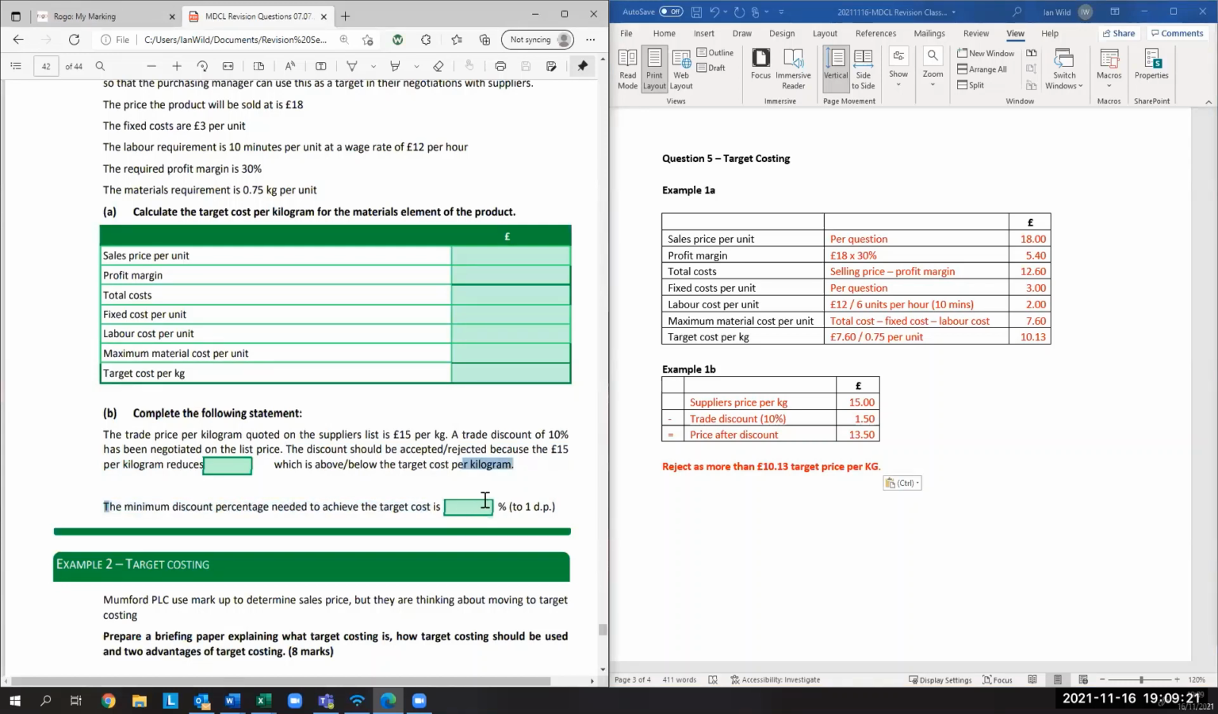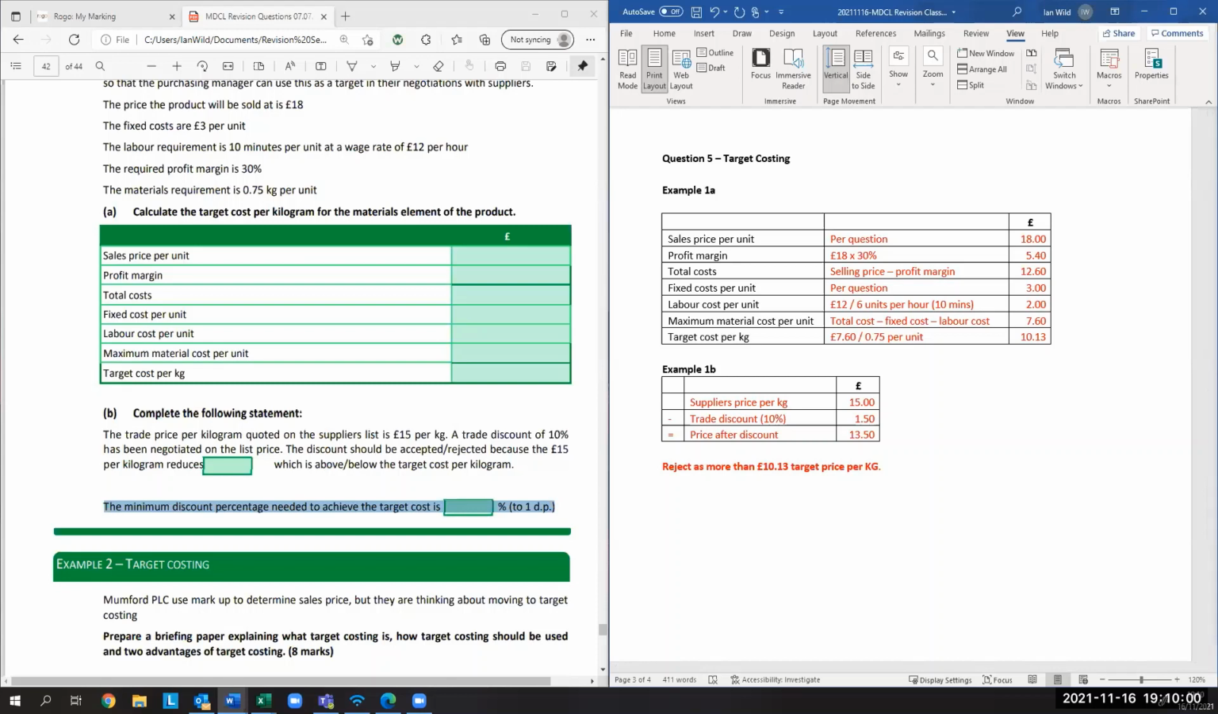This last bit, the minimum discount percentage we need to achieve the target cost, is what? Exactly right there, Elizabeth. Be careful now, Denise. If this was written, what would you say to another supplier? I can't afford to pay that. Can you knock it down to £9.50 per kilogram and we're in business? That's what I would say to them. £9.50, because we really don't want to spend £10.13. If we can spend less than £10.13, we'll be happy. So try to negotiate them down as quickly as you possibly can.